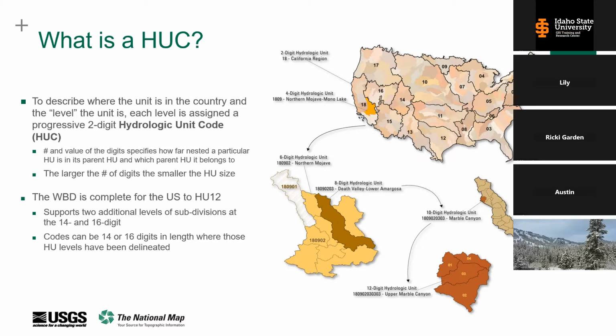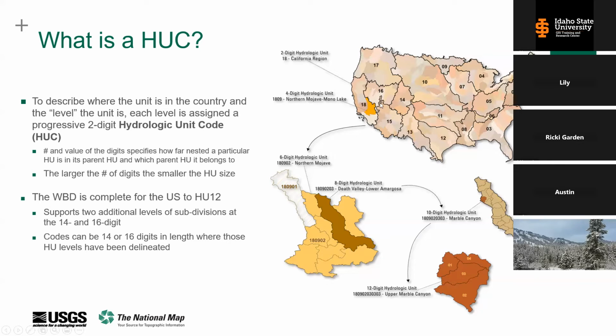Now, the number and value of the digits specifies how far nested a particular hydrologic unit is in its parent and which parent hydrologic unit it belongs to. The larger the number of digits, the smaller the hydrologic unit is in size.